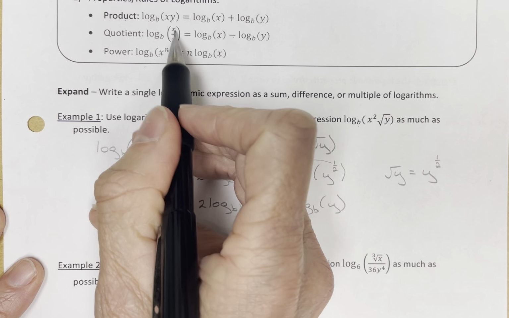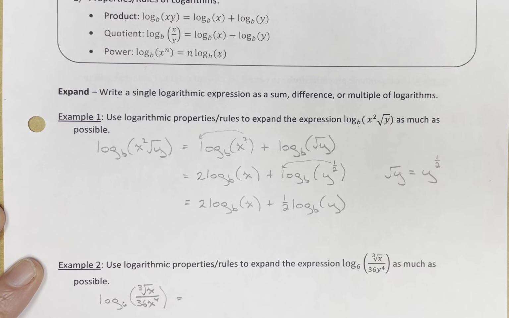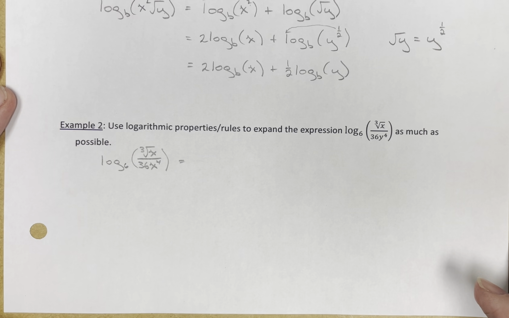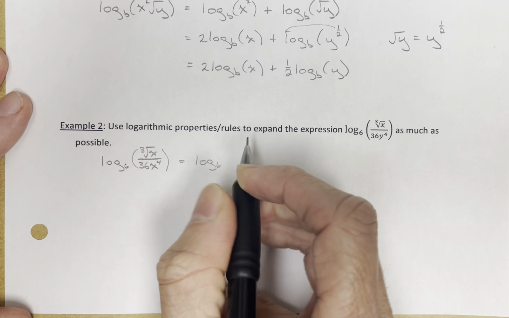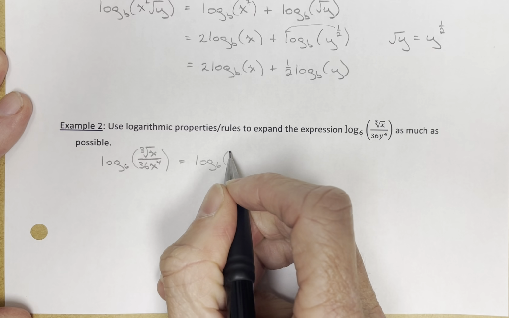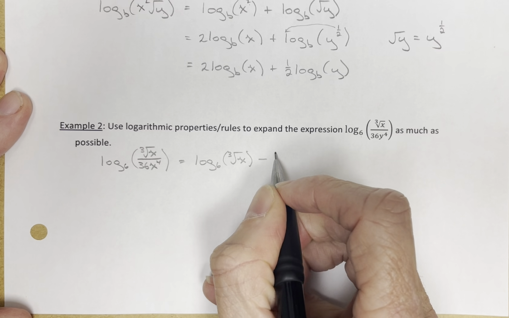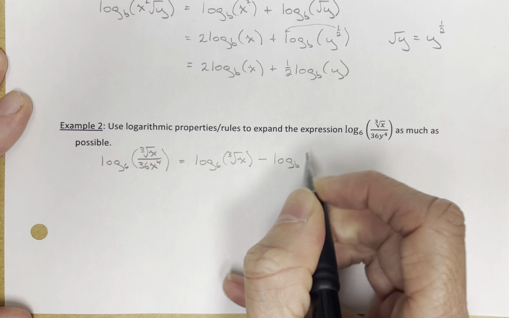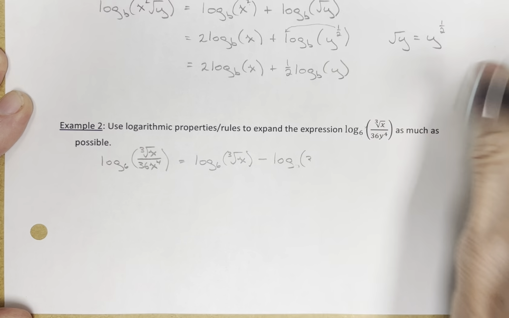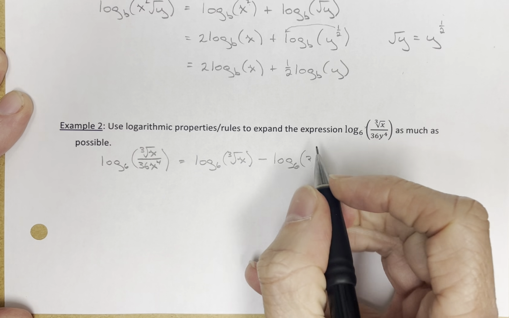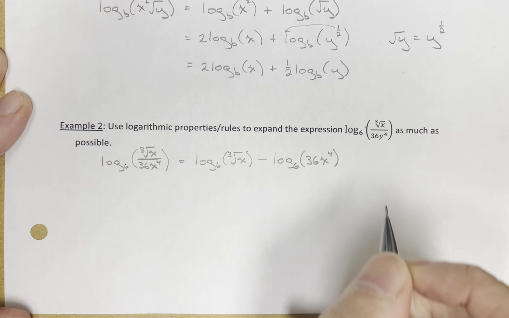The log of a quotient is equal to the log of the numerator minus the log of the denominator. So I'll come back to here, and this will be the log base 6 of the numerator, which is the cube root of x, minus the log base 6 of the denominator. Whoops, I put a b there, not a 6. Let's put a 6 there. Of the denominator, which is 36y to the fourth.